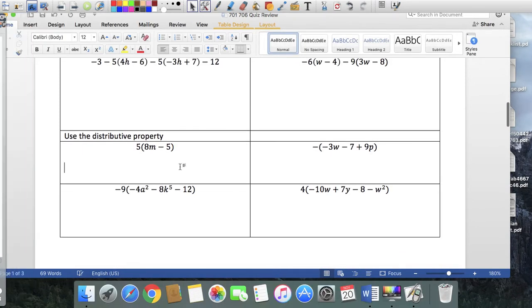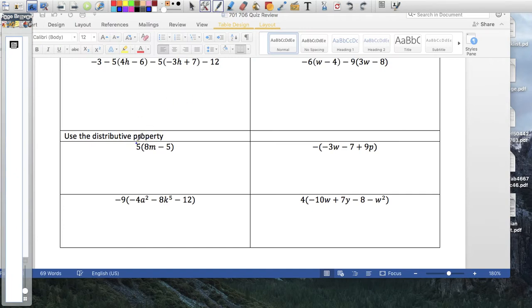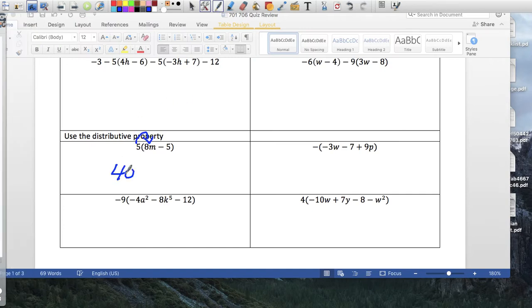Distributive property is easy. All you have to do is the distributive property. 5 times 8m is 40m. 5 times negative 5 is negative 25. Done. This one, pretend there's a 1 in there if you like. Negative 1 and negative 3 is positive 3w. Negative 1 and negative 7 is again positive 7. Negative 1 times positive is a negative, and 1 times 9 is 9p.